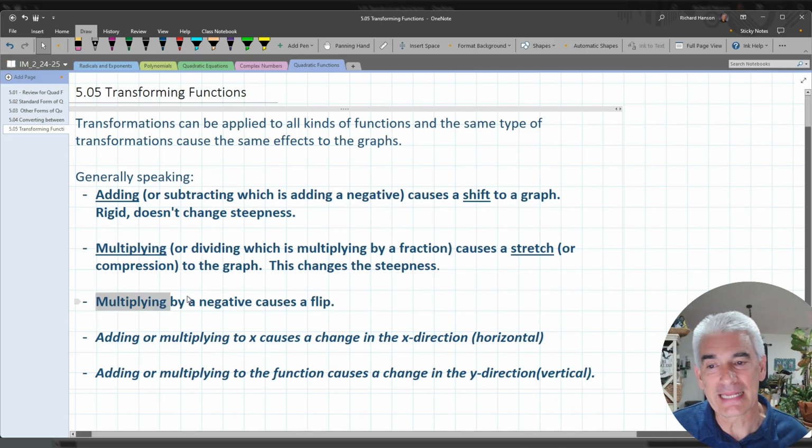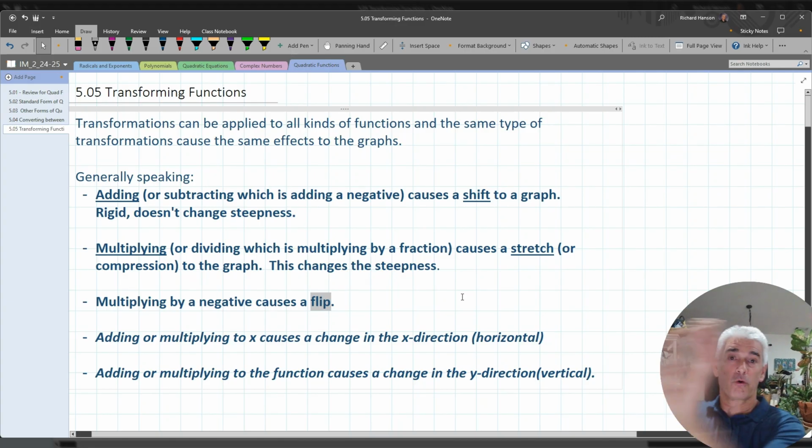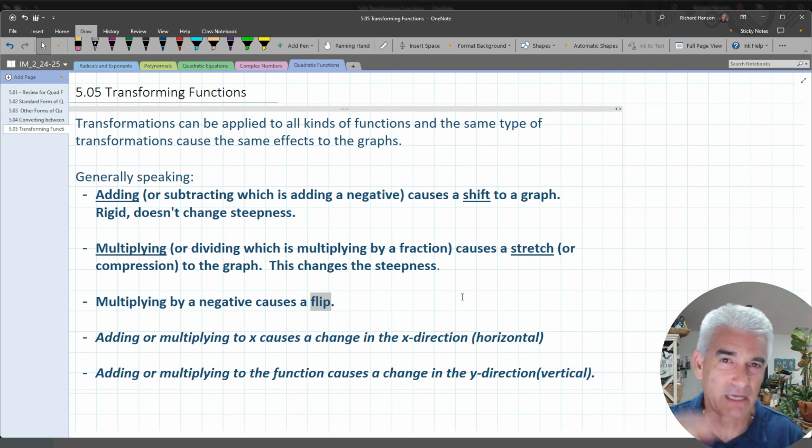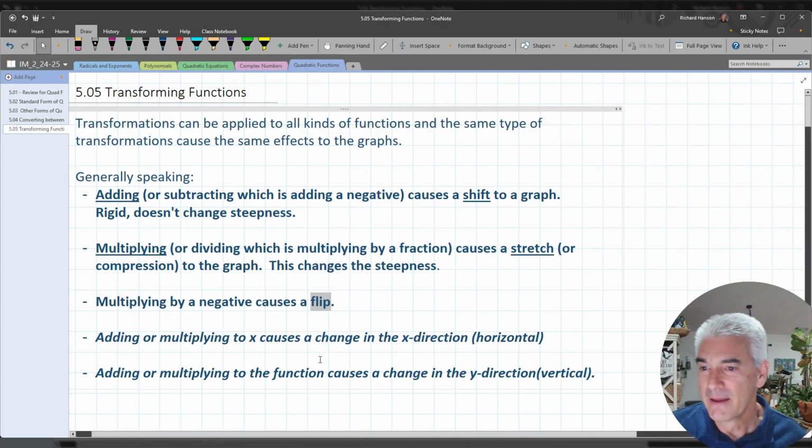Anytime you multiply by a negative number, it's going to be a flip. So you might flip it horizontally, you might flip it vertically. You've seen parabolas that were flipped vertically before. For most of the functions you've studied so far, flipping it horizontally hasn't made a big difference. It looks the same, but you will look at other functions later on where it does make a difference if you flip it this way.